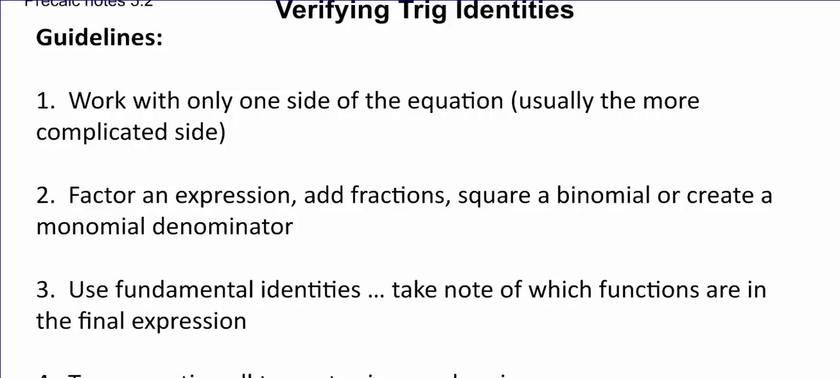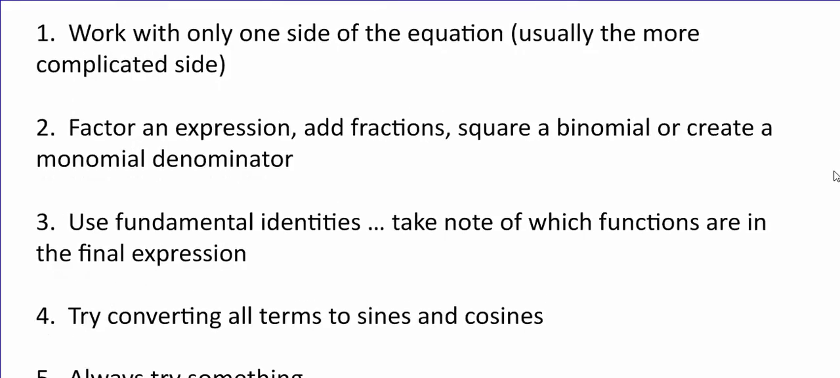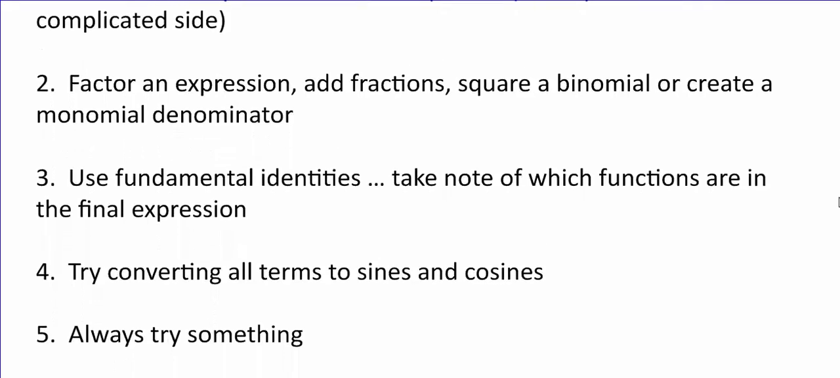It's generally simpler to take something complex and make it simple than it is to work the opposite direction. The next few steps are just ideas. You can try factoring, you can add fractions, you can square binomials, simplify denominators. You can do your fundamental identities like your Pythagorean identities, also changing things into sines and cosines, your cofunctions. But in the end, the point is this: no matter what, you have to keep trying. You can't give up on these.